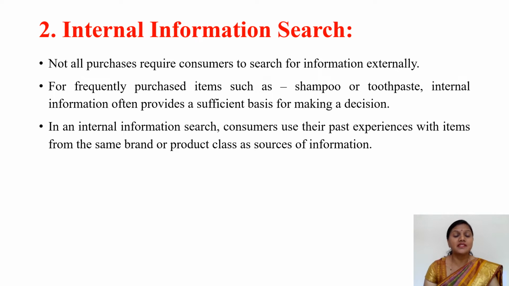Not all purchases require consumers to search for information externally. For frequently purchased items such as shampoo and toothpaste, this I have already told you. For regular products, internal information often provides a sufficient basis for making a decision. In an internal information search, consumers use their past experiences with items from the same brand or product class as sources of information, because they are regularly using the product. So no more information is required.